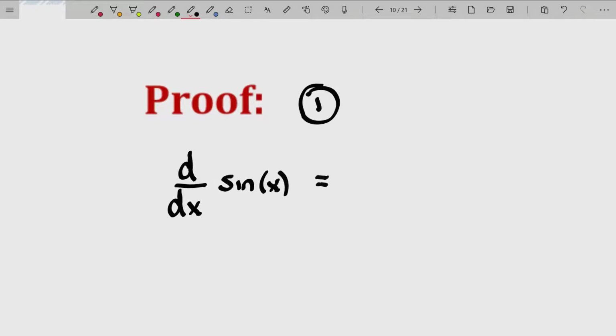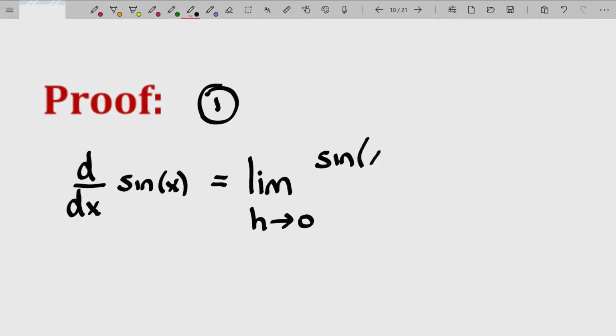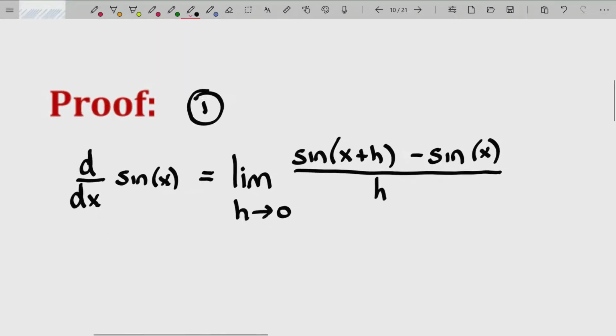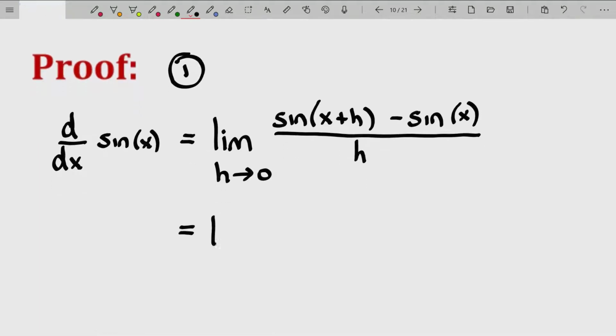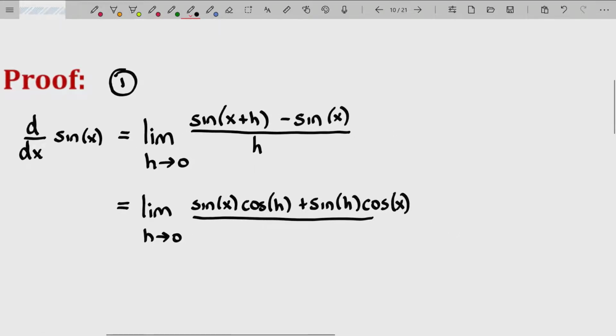Well, we know by definition of a derivative, that's the limit as h approaches 0 of sine of x plus h minus sine of x all over h. And we also know from trigonometry that the sine of x plus h can be written as the sine of x cosine of h plus the sine of h cosine of x. Sum of angles formula for the sine function.